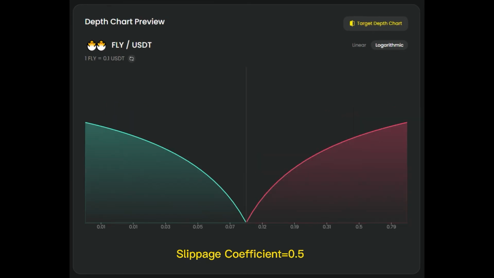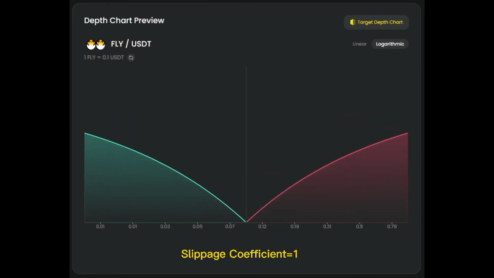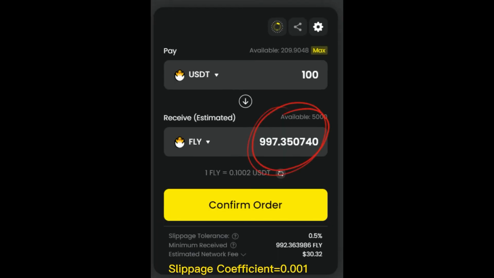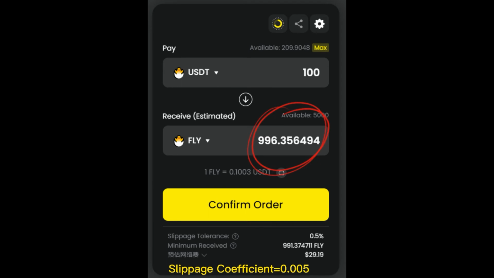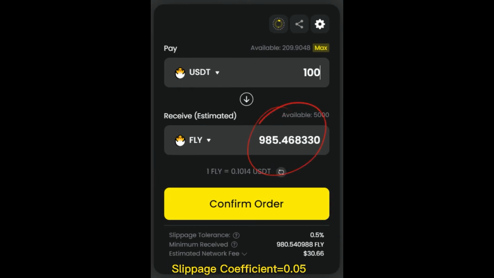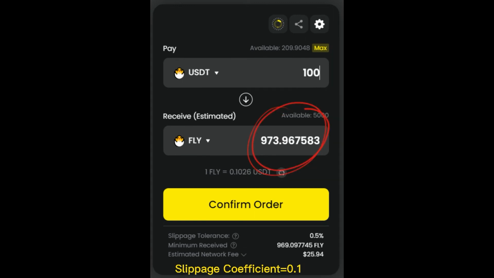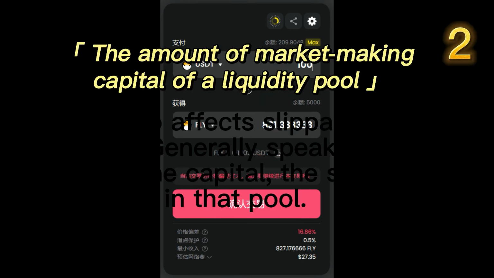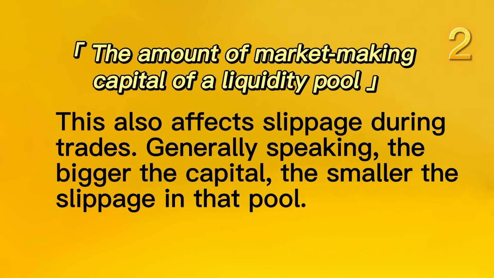Now we can compare the actual slippage that occurred during trades between these 8 pools. Taking a $100 trade as an example, we can see that the larger the slippage coefficient, the fewer project tokens are obtained. In other words, with the same amount of liquidity, the bigger the slippage coefficient, the bigger the slippage during trades. The amount of capital in the liquidity pool also affects slippage during trades.